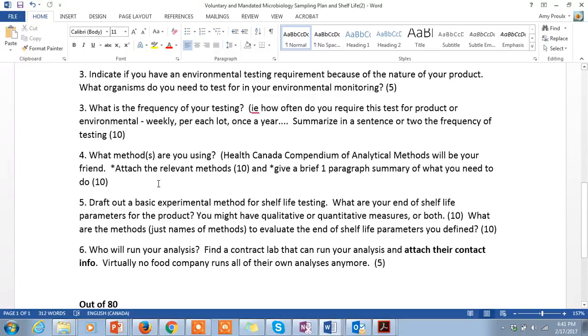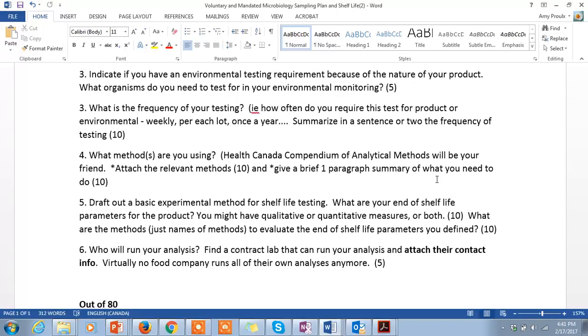What method are you using? Please attach the method and give a brief summary of what you need to do. I want to make sure that you're reading it for understanding. I don't expect you to run it, but do you have a clear vision of what you would be doing in this test and what sort of procedures you'd be doing?